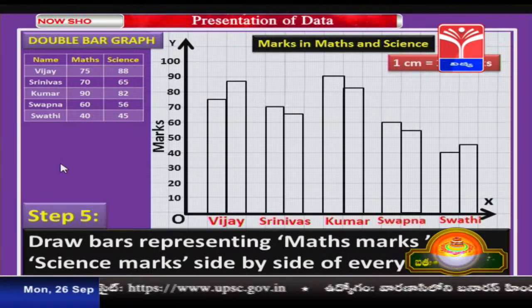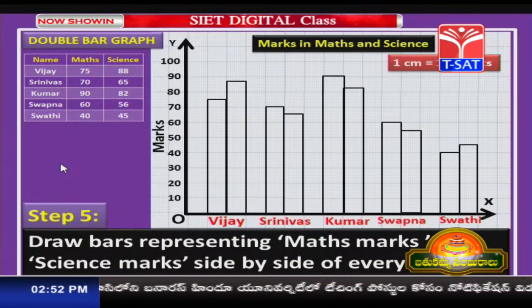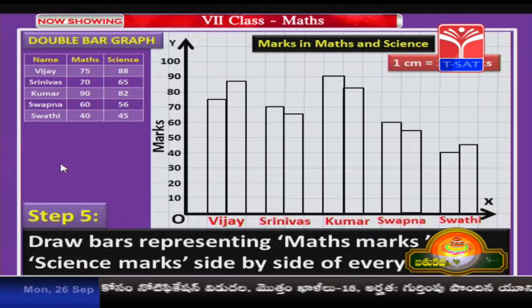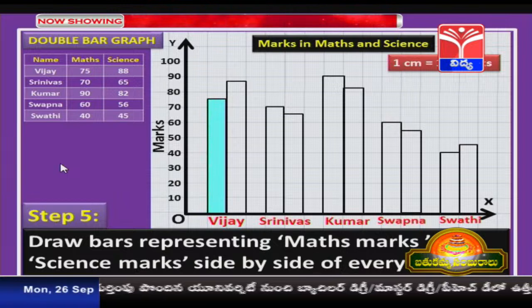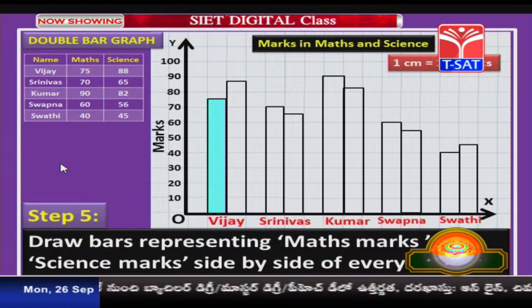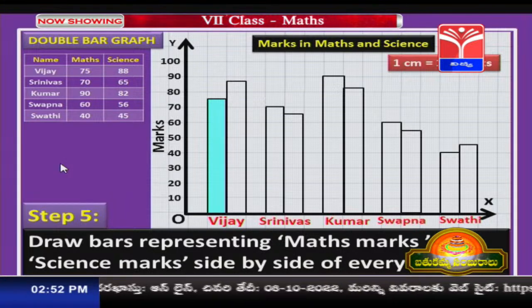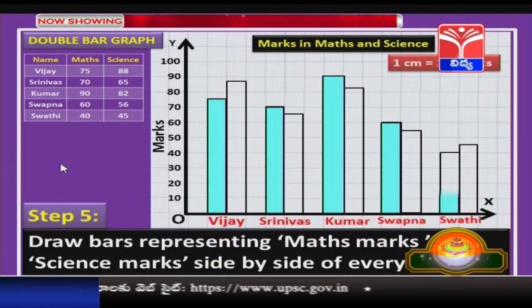Now, children, I already told you to make it more attractive. So, what are we going to do? You are right. We are going to fill in some colors here. Now, let us color mathematics with blue. Which means each and every student's mathematics mark should be colored the same. Since you have colored with blue, it is blue for every student in mathematics.